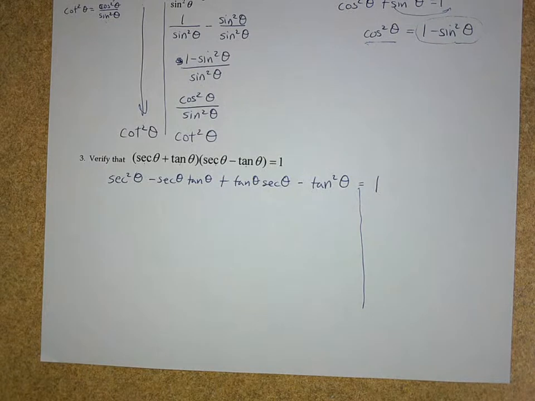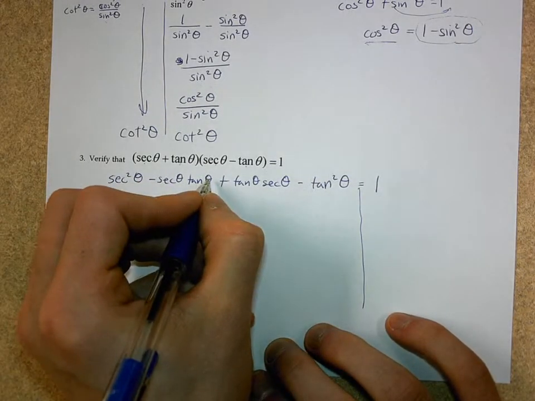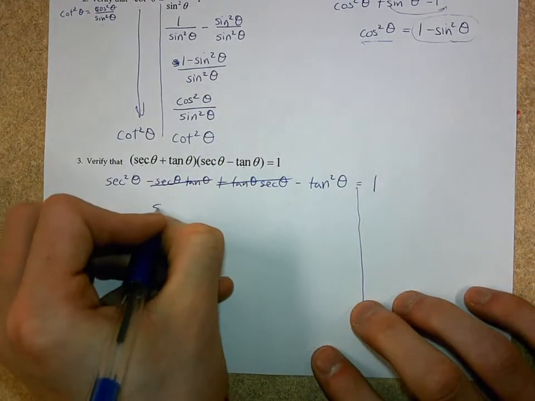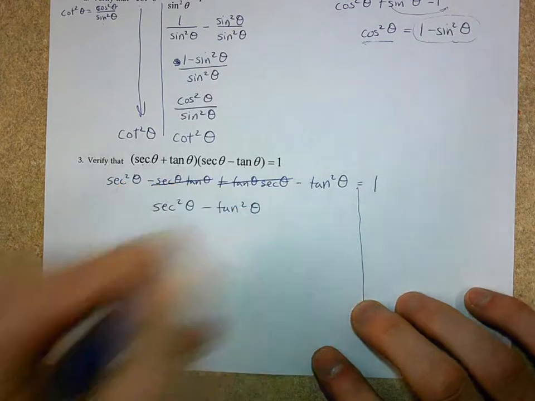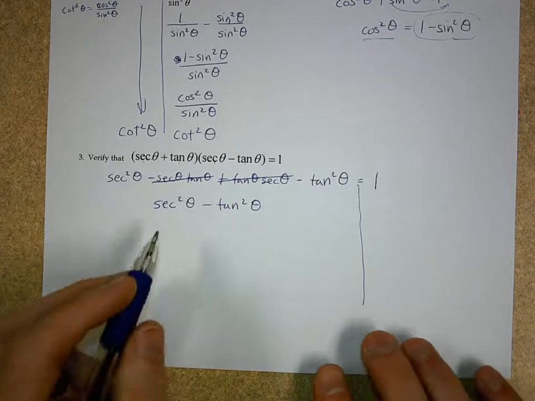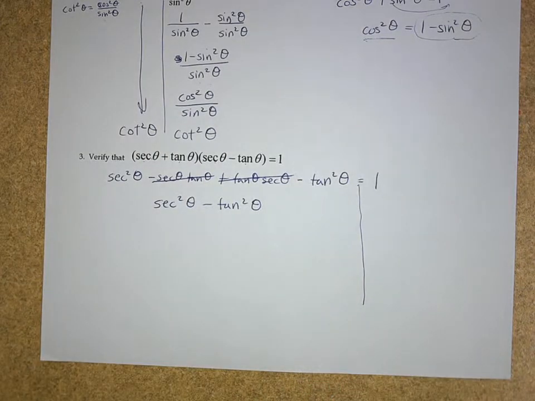As I look at this, the 1 is definitely the more simple side, so I'm going to just work on the left-hand side. Here, since I've got a difference of 2 squares, the middle terms cancel out, so I'm left with secant squared theta minus tangent squared theta. And if I look at that, secant squared theta minus tangent squared theta, haven't I seen something like that before?